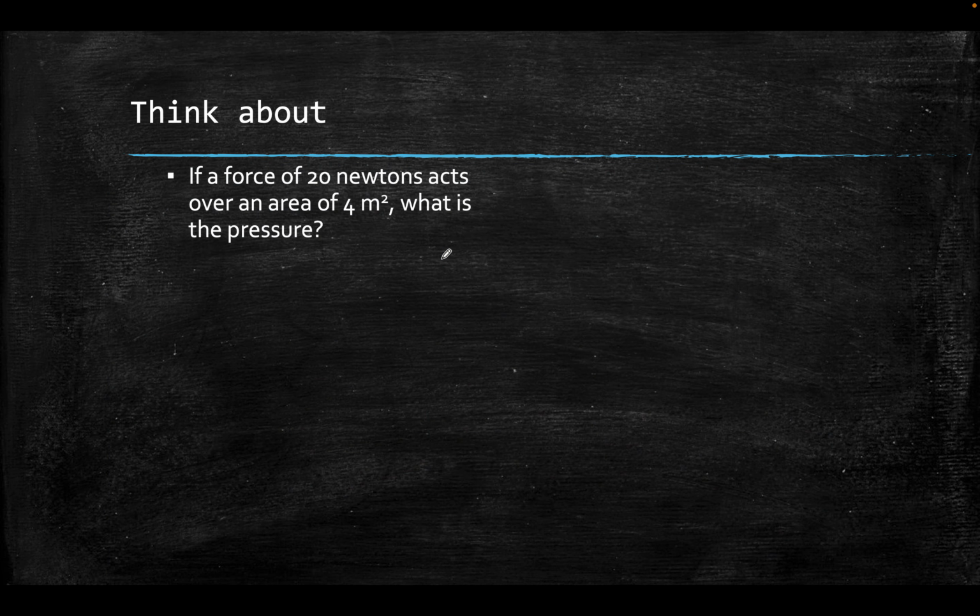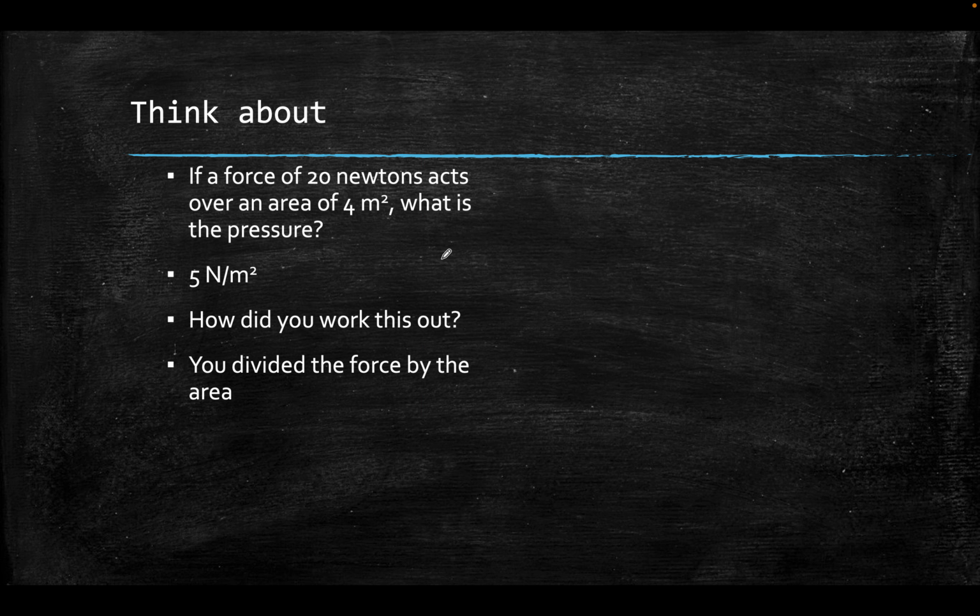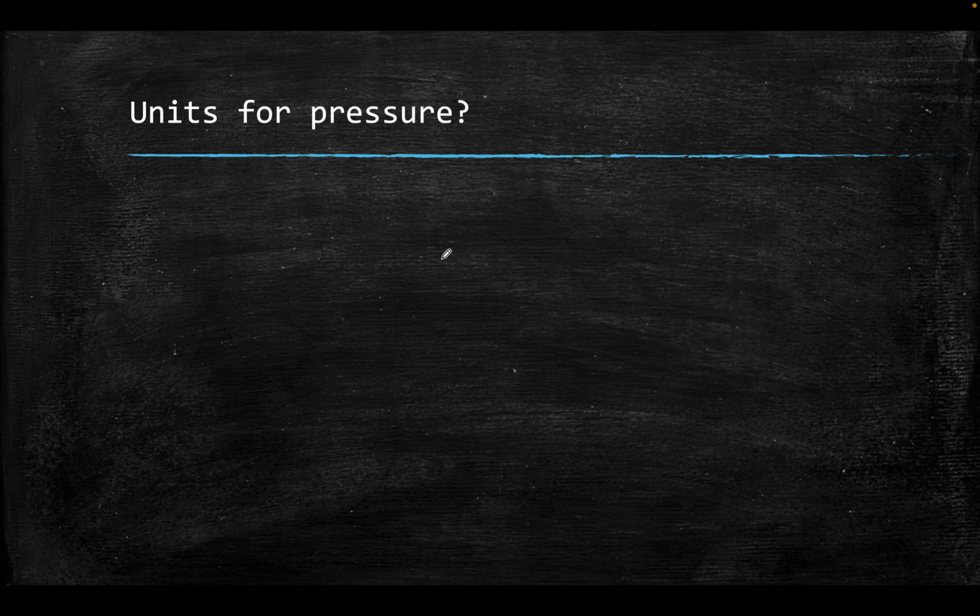So just think about this: if you have a force of 20 newtons over an area of 4 meters squared, what would the pressure be? You might think 5 newtons per meter squared. How did you work it out? You decided to divide the force by the area. That actually gives us the formula for pressure: force over area. So P is F over A. This is the first rule that you'll need to know for pressure.